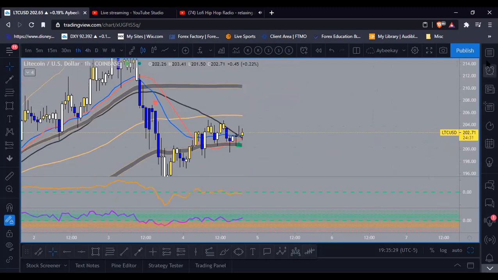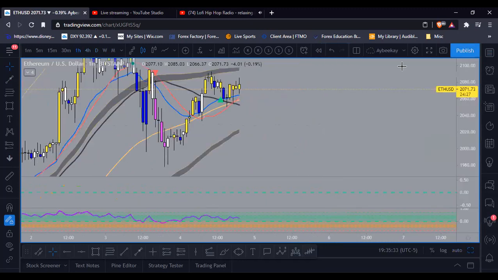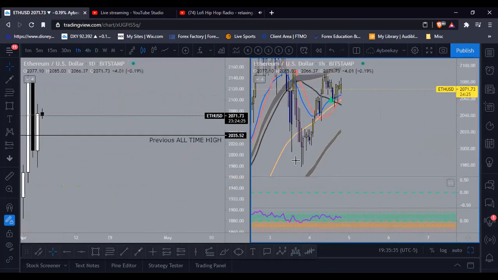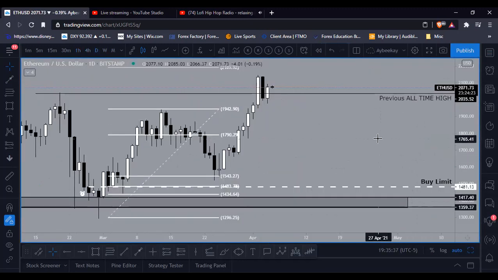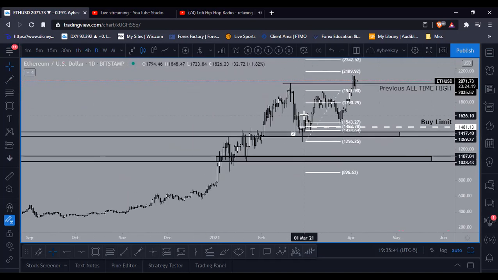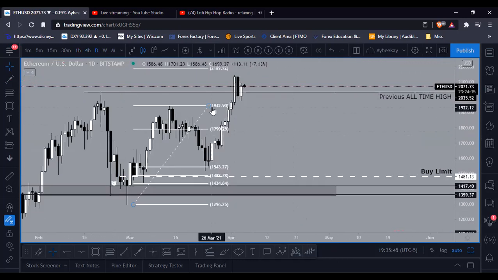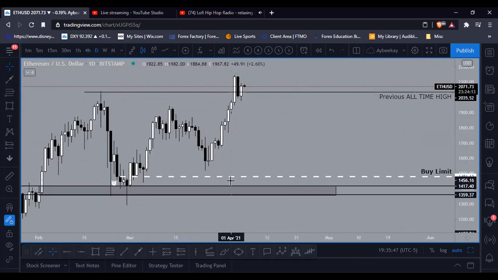And Ethereum, what is Ethereum doing? Making all-time highs. Ethereum's making all-time highs. Why would you want to try to sell this? Like, it's making all-time highs. I can't sell this. All I could really say, don't sell it.